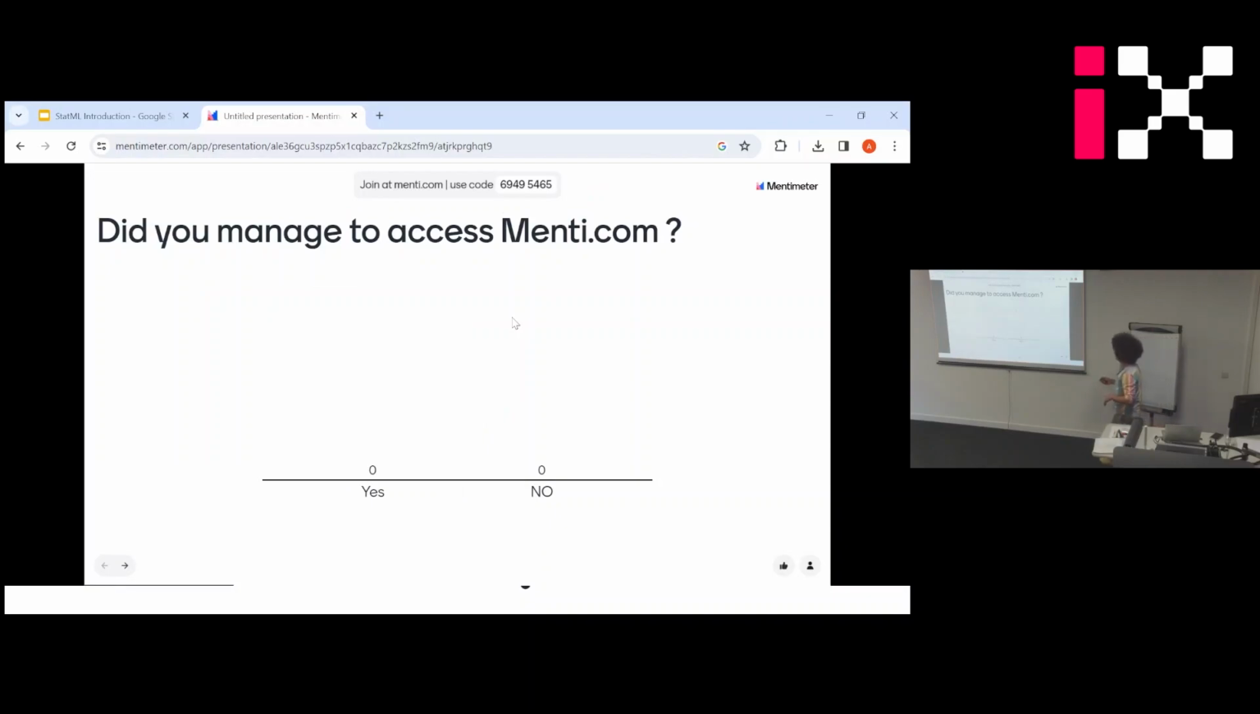If you can all go to menti.com, use any of your devices, and use that code so that you can access this room, just answer the first question if you manage to get access, so that we establish that we're all able to use this. Then throughout the talk, there's going to be a slide like that popping up, asking you a certain question, and then you can answer, and we can discuss based on your answers what that means and how you feel about it.